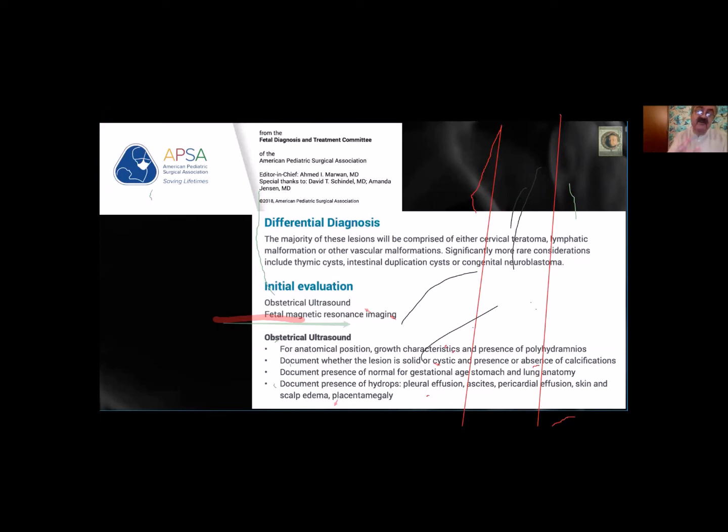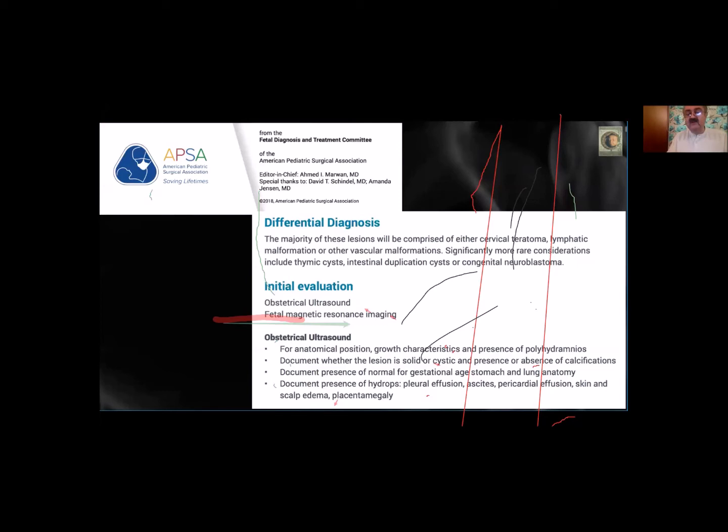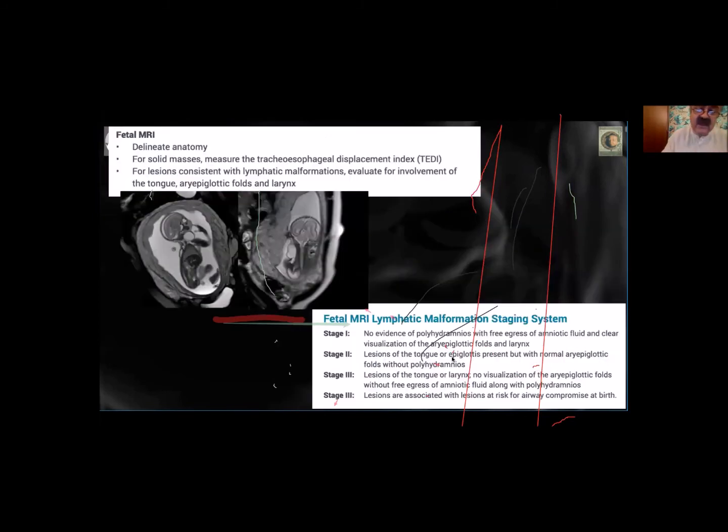But pediatric surgeons should form an integral part of the team, because we now have the American Pediatric Surgical Association, which says, this is the protocol I would like. I would like you to exclude, for instance, in a mass in the neck, whether there is hydrops, whether there is a stomach, whether the mass is cystic or solid or calcification, and then I can treat this. And there you go on.